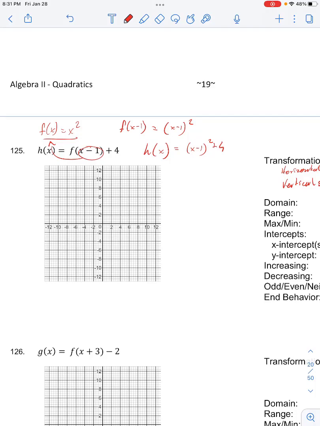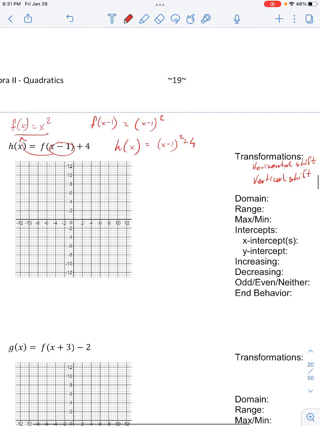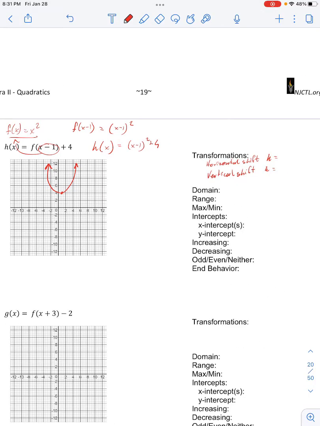So basically we have our original function, which is x squared, but with a horizontal translation of 1 unit to the right and 4 units up. So our vertex is at 1, 4 now, and the parabola still opens upwards. So our transformation has a horizontal shift, h is plus 1, and k is plus 4.